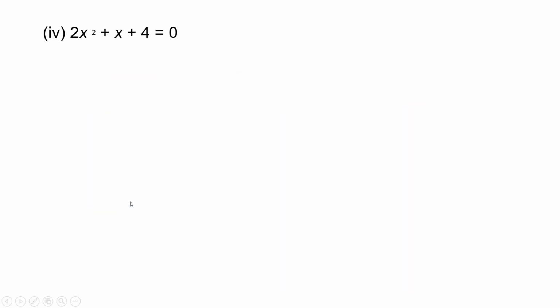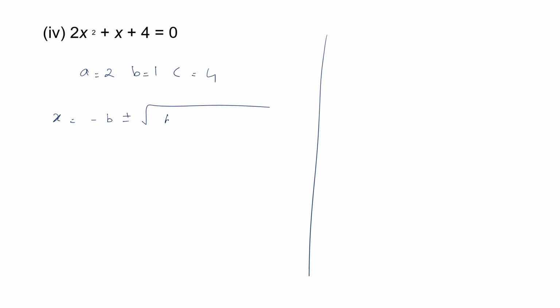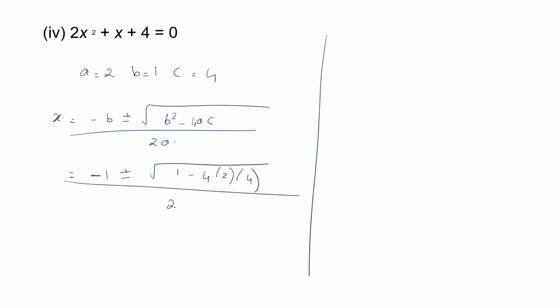Okay. Fourth question. A is equal to, but please write these A, B, C values so that you won't make mistakes. Okay, yeah, we can do it directly also, but it is better to write. And also write this formula before you proceed. In every sum I am also writing it just for you to understand where we are applying and what we are applying. Okay, minus b plus or minus root of b square minus 4ac divided by 2a.